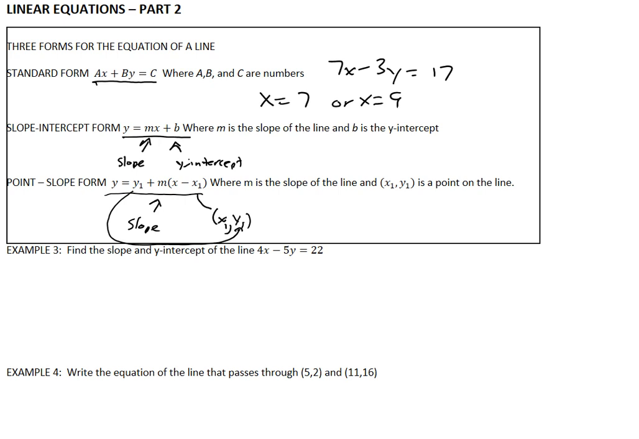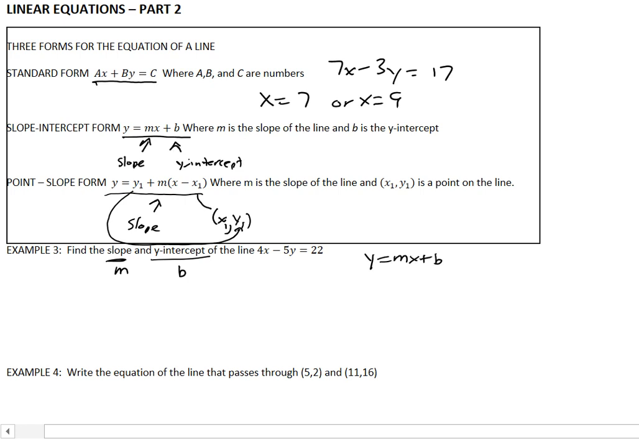So let's look at this example. Find the slope and y-intercept of the line 4x minus 5y equals 22. So they're asking us for the slope, which is m, and the y-intercept, which is b. If we had it in y equals mx plus b form, that would be pretty helpful. So let's put it that way.